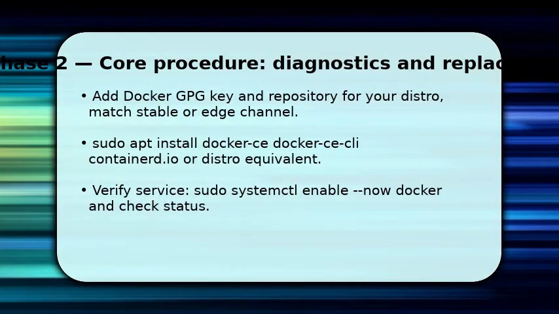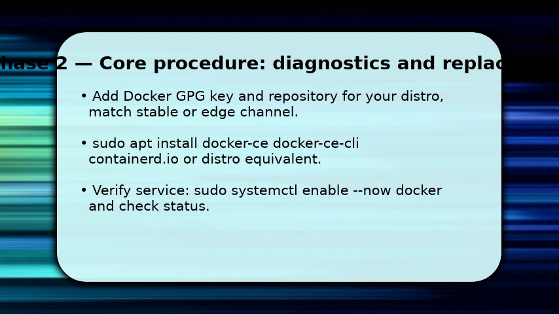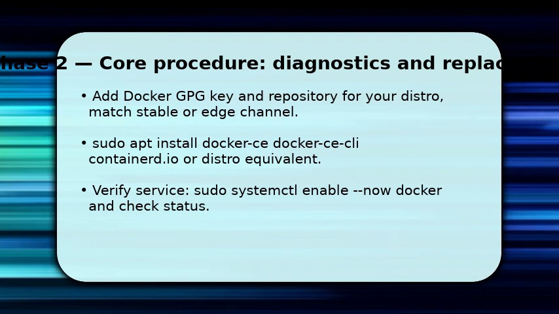Now you install or upgrade the packages themselves. Add the Docker GPG key and repository that matches your distro and channel so package management pulls the correct binaries. Then run sudo apt install docker-ce docker-ce-cli containerd.io, or use yum/dnf/pacman equivalents. This will upgrade existing installs or place new binaries.